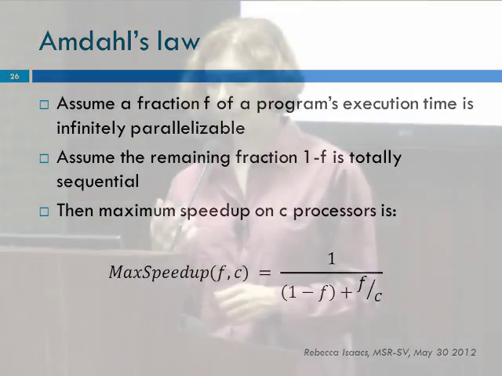So here, f is the fraction of the program's execution time that is infinitely parallelizable. So that's like the sorting algorithm in the example 2 slides ago. We have to assume that the remaining fraction of the program is totally sequential. So it has to execute sequentially. And then the maximum speed up on C processes or cores is defined by Amdahl's equation.